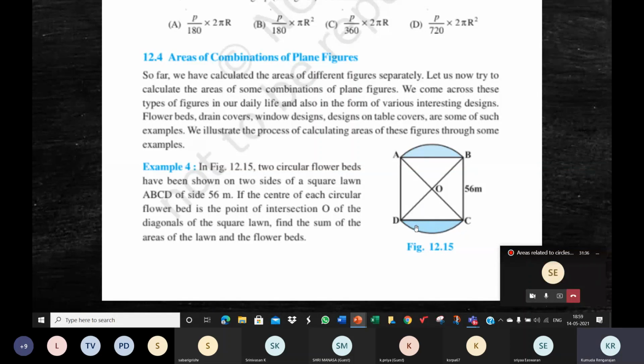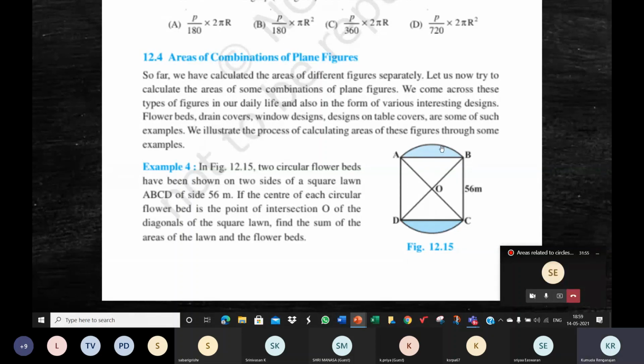We'll see the information again, children. We are given a square lawn. ABCD is a square lawn. The side of the square lawn is 56 meters.